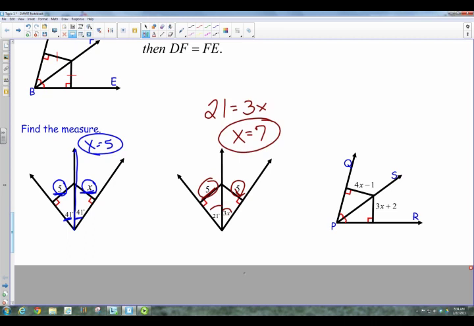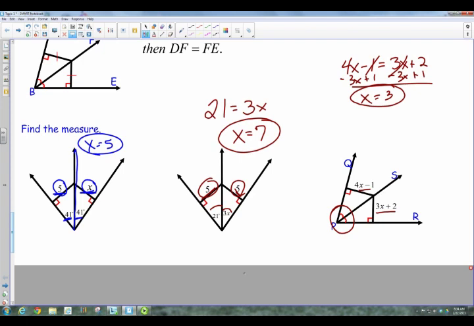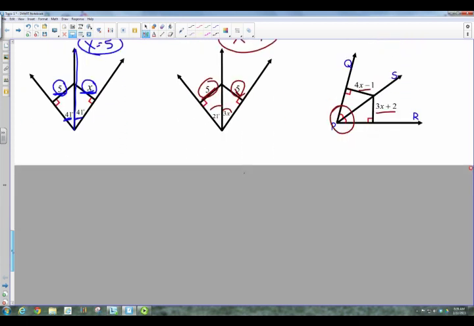Now the last one, they tell us that the angles are congruent. What that means is that these two things are also congruent. And as we've seen, congruent means they're equal. So I set them equal and solve it out. Subtract 3x, add 1, and you end up with x equals 3, and there's your final answer. For these, it's just understanding the different parts. If the angles are congruent, the lines will also be congruent. And conversely, if the lines are congruent, the angles will also be congruent.